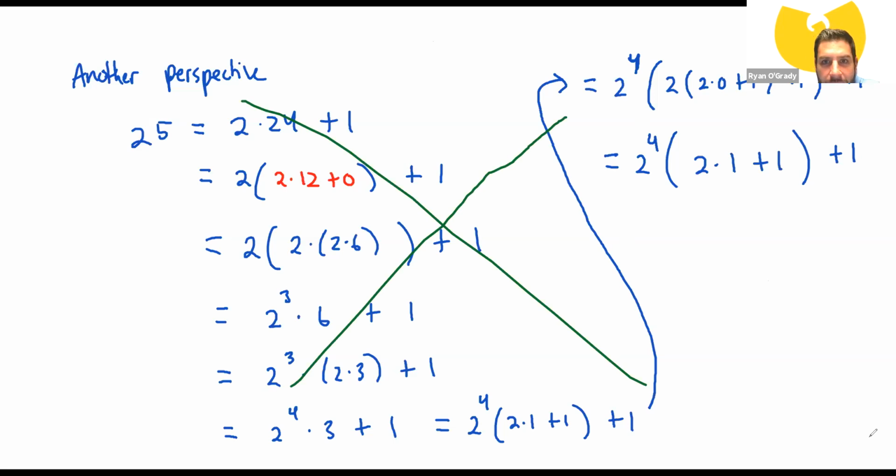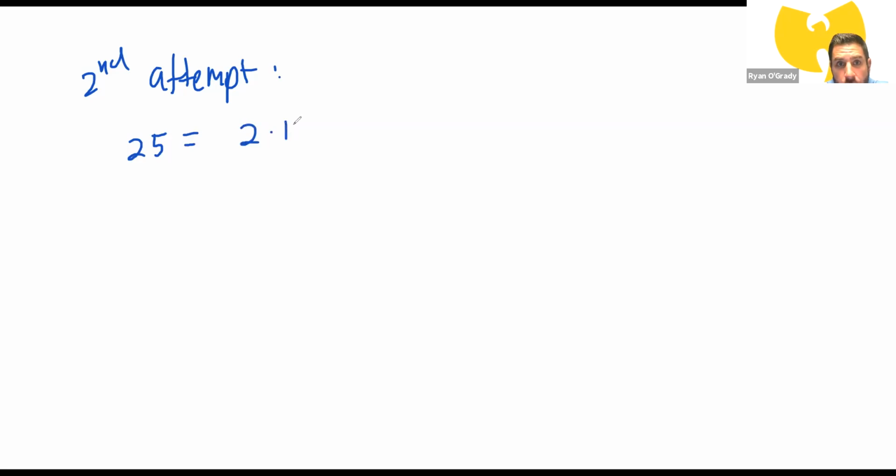So anyhow, let's try again. Second attempt. This is called learning. We often make mistakes. Don't let people fool you. 25 isn't 2 times 24. It's 2 times 12 plus 1. Now, what is 12? 12 divided by 2 is 2 times 6, and then this is plus 1.